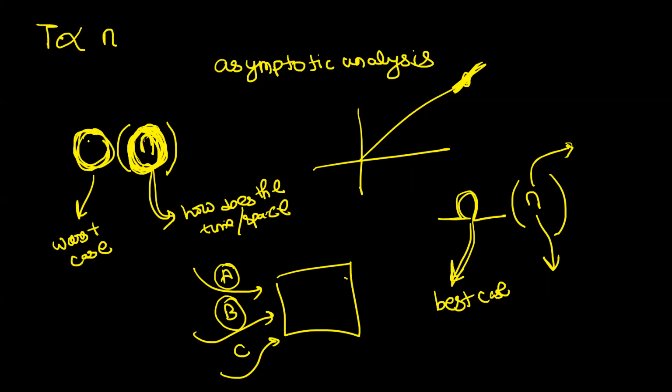Big O is telling you the worst case. You can always expect that the code will run no slower than this. It is the worst case analysis. And omega is the best case.